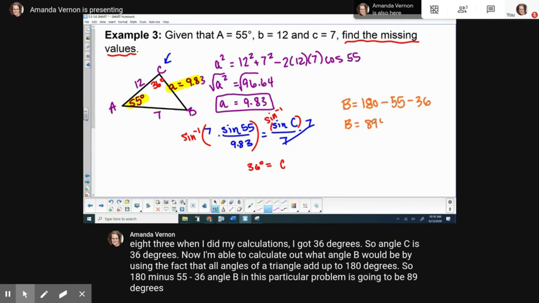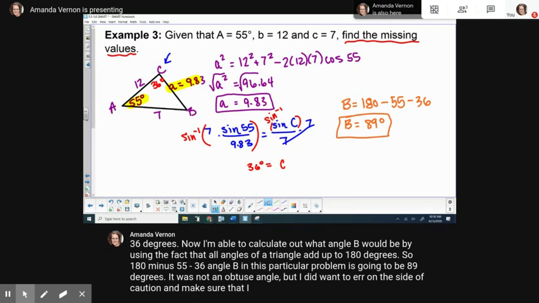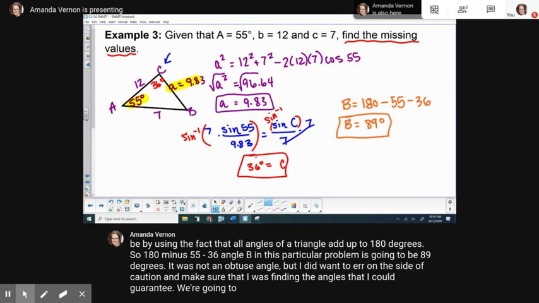It was not an obtuse angle, but I did want to err on the side of caution and make sure that I was finding the angles that I could guarantee were going to be acute first.